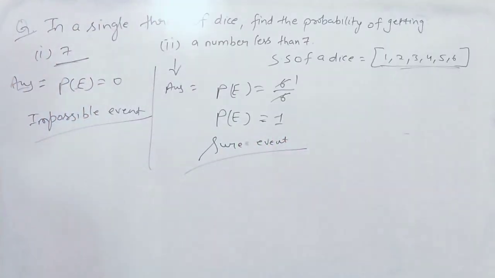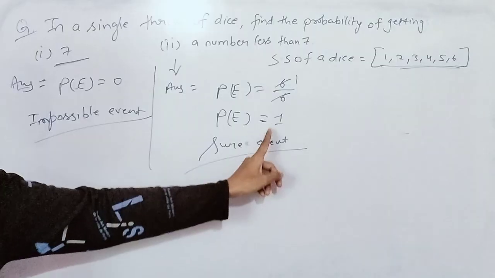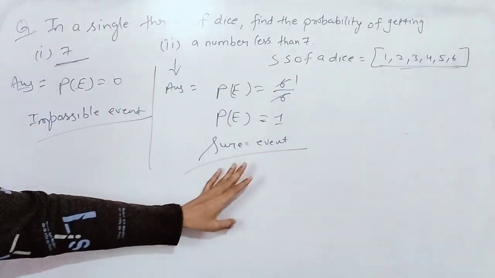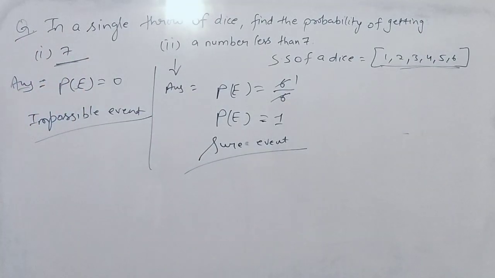Because 0 will not come when a dice is thrown, but 1 will come, and these numbers will come, so that is a 100% chance. Now next question.